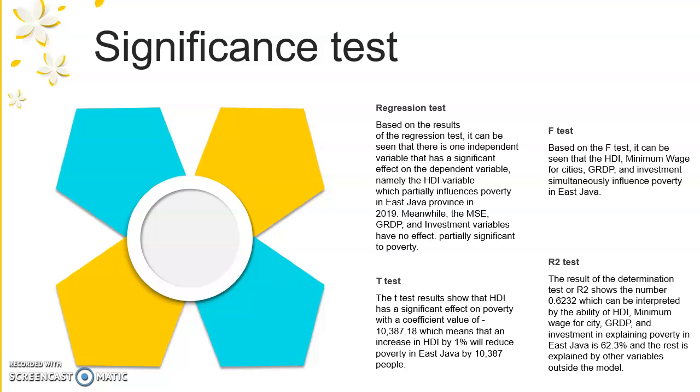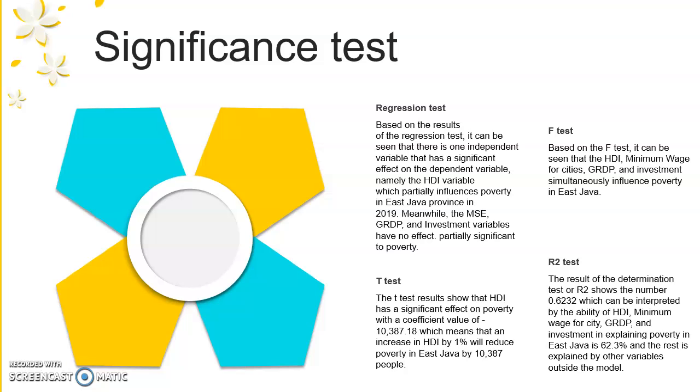The significance test. Based on the result of regression tests, it can be seen that there is one independent variable that has a significant effect on the dependent variable. The variable is Human Development Index, which partially influenced poverty in East Java province in 2019. Meanwhile, the minimum wage, GRDP, and investment variables have no partially significant effect on poverty. The t-test results show that Human Development Index has a significant effect on poverty with a coefficient value of minus 10,387.18, which means that an increase in Human Development Index by 1% will reduce poverty in East Java by 10,387 people.